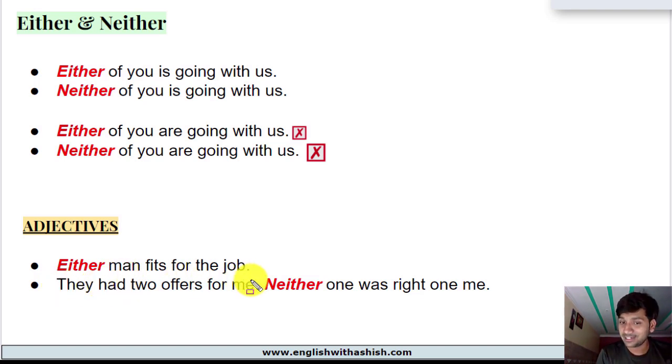They had two offers for me. Neither one was the right one. Was, using a singular verb after it, right? So they can be used as pronouns or adjectives. When they're used as pronouns, we don't have a noun after them. We can have a prepositional phrase, which we do most of the time. Either of you, either of the boys, either of the two girls, right? But when they're used as an adjective, they're followed by a noun. Either man, neither man, right?